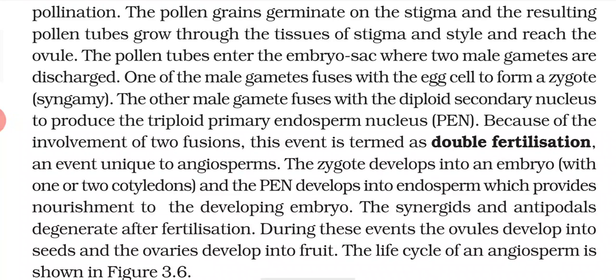Now the zygote develops into the embryo, which has either one cotyledon or two cotyledons, and the PEN develops into the endosperm, which provides nourishment to the developing embryo.